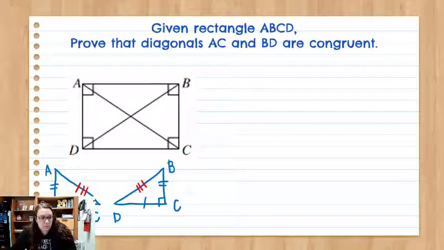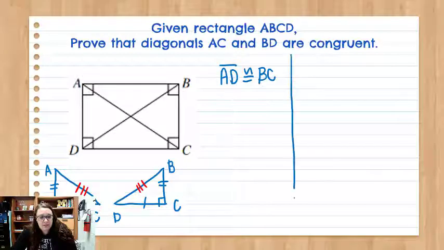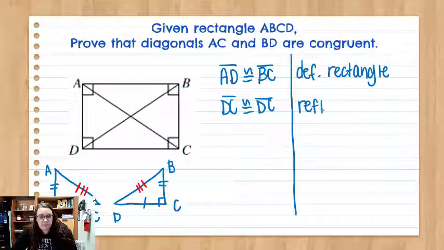So I'm going to start with my ones with double marks. So AD and BC. So I'm going to say AD is congruent to BC. And my reason for that is that it was given to me, it's a rectangle, and this is the definition of a rectangle. Part of the definition of a rectangle is it has opposite congruent sides. So I can put that in. And then DC is congruent to DC. That is because of the reflexive property.